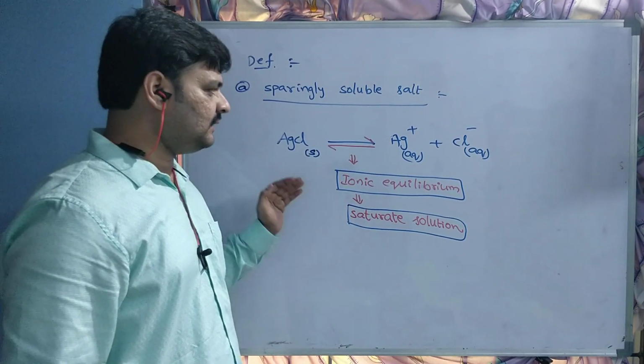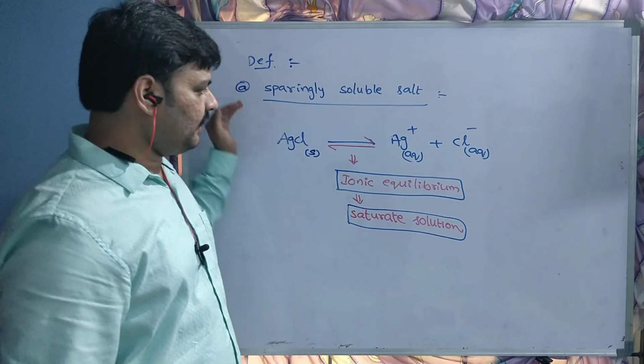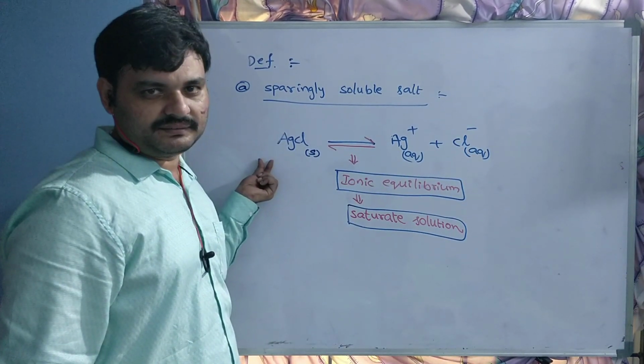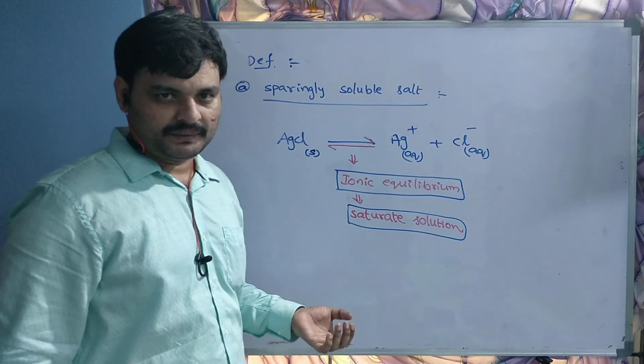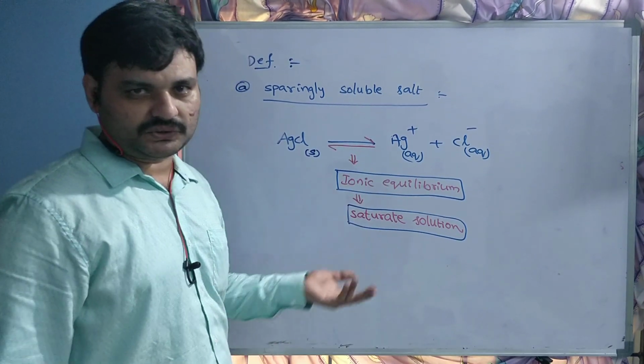At this situation, no more salt is soluble. Even if you add more salt, it is converted into ions, and again the ions are converted back into salt. Therefore it remains in equilibrium, so no more ions are formed here. That's why it is called the saturated position. So here no more salt is soluble.